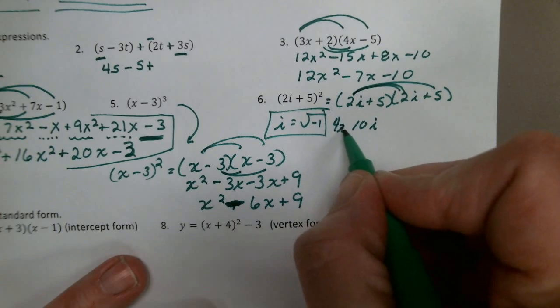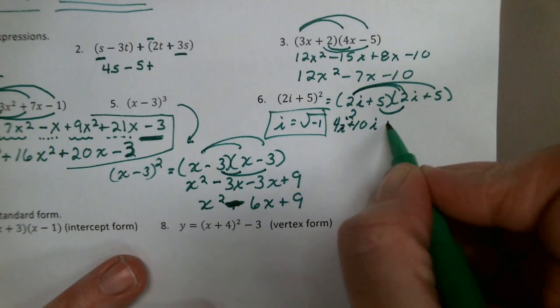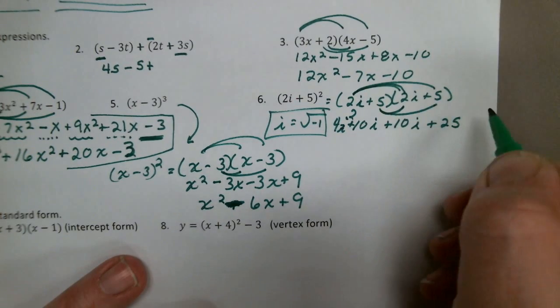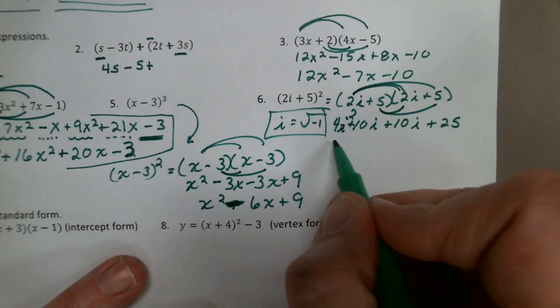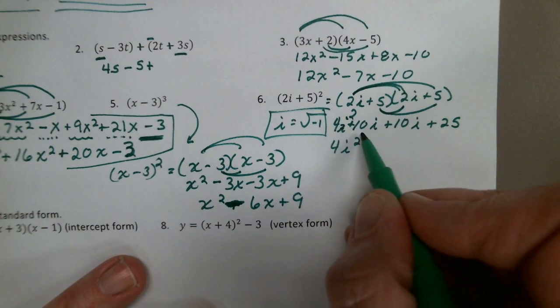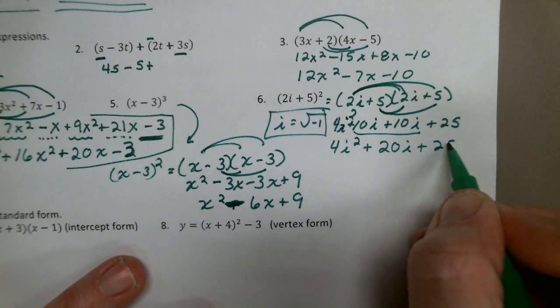Is 4i squared. Then plus the 10i. And then 5 times 2i is 10i. And then 5 times 5 is 25. Now, I'll rewrite it since that got messy. So 4i squared, 10i plus 10i is 20i, plus 25.